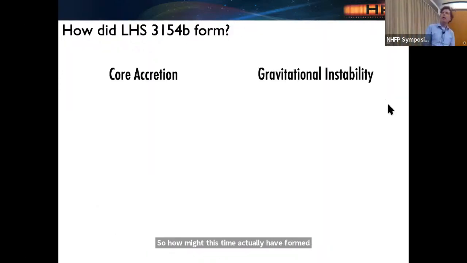There are a couple of main formation scenarios that we considered in our paper, which we have currently submitted. One of them is core accretion and the other is gravitational instability. Both of these were briefly touched on during the talks yesterday, and so I'll only very briefly go through these.